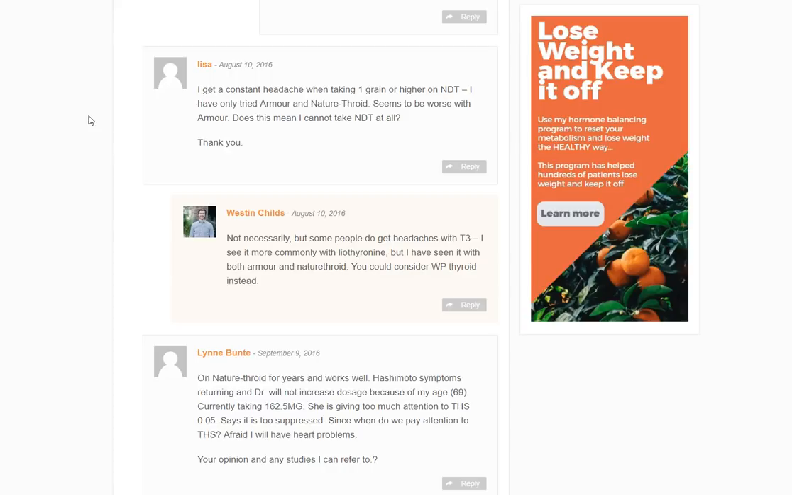And I would say a lot of the time that does occur. You can definitely play around with the dose and reduce a lot of these sort of negative symptoms that come. This could also be from some of the inactive fillers within the medication itself. So you might want to try something that's a little bit cleaner, like WP thyroid or Tirosint, even with some T3 on the side. Something like that might work.